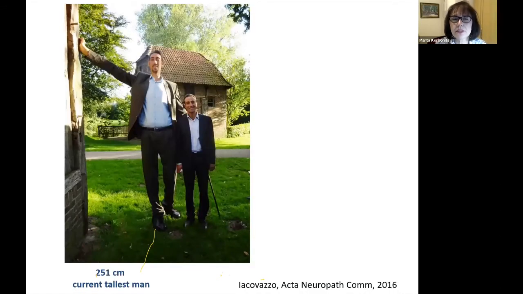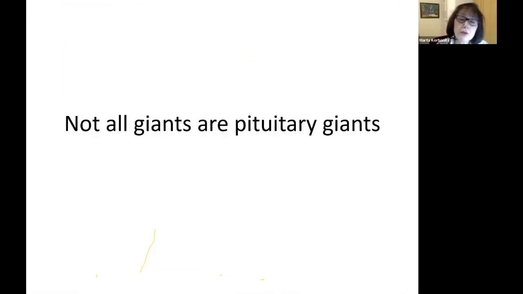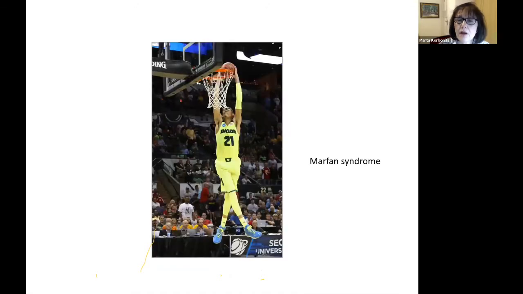And the current tallest man on Earth also has X-linked acrogigantism, and his DNA we do have, and we proved that this is the cause of his disease. But not all giants are actually due to a pituitary tumor and too much growth hormone and IGF-1. There are some other diseases that can also give you very tall stature. One of the diseases you might have heard of is called Marfan syndrome, and this young sportsman actually has Marfan syndrome. When he was diagnosed, he had to stop playing professional basketball because it could actually be dangerous from several points of view for him.